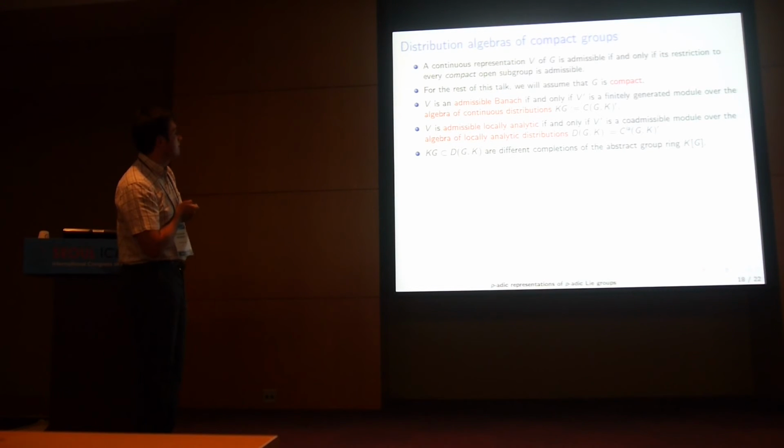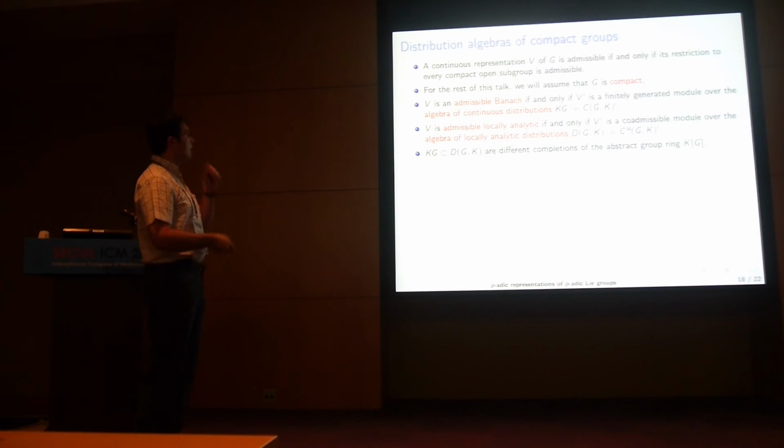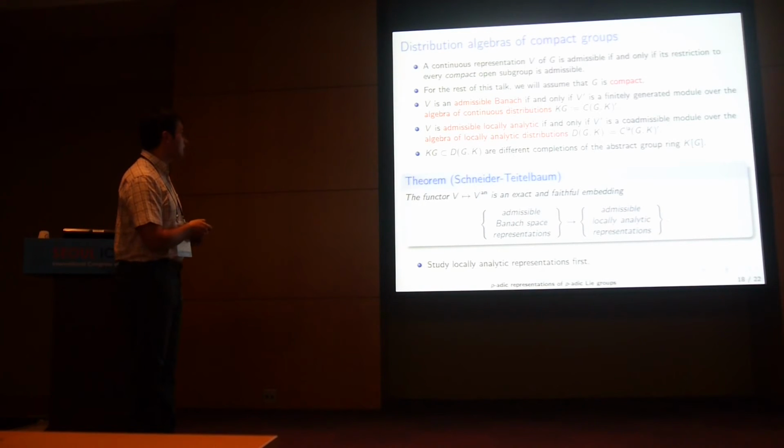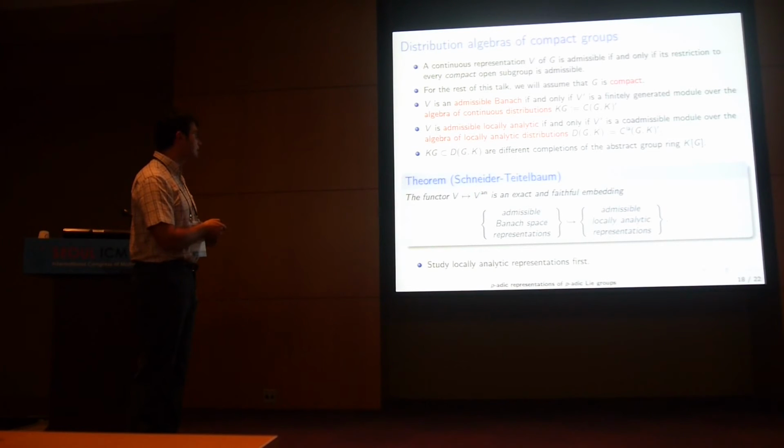Don't worry if this seems completely unfamiliar. Just think of them as different completions of the abstract group ring K[G]. So we just take the abstract group ring of G with coefficients in K. That's obviously a stupid thing to do because you're forgetting the group topology on G. As I said before, there is a way to pass from Banach space representations to locally analytic ones. It's called taking locally analytic vectors. So you can think of the Banach ones as sitting inside the locally analytic ones. So let's focus on admissible locally analytic representations.